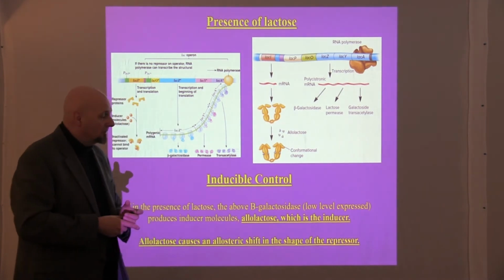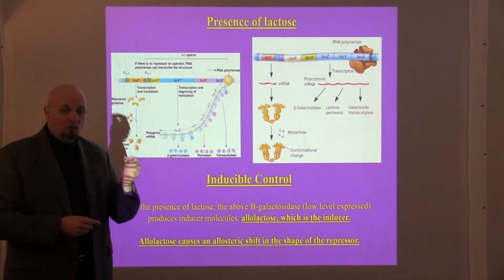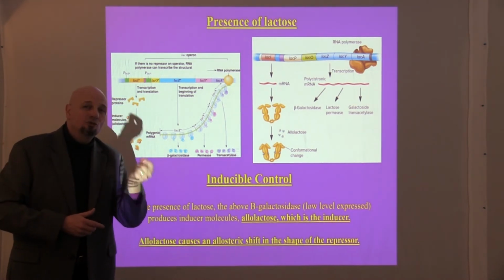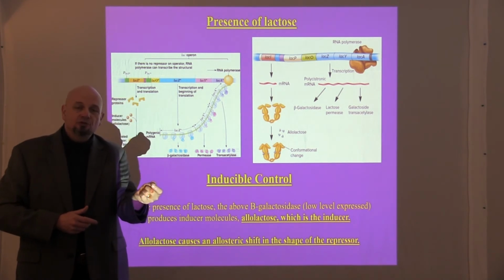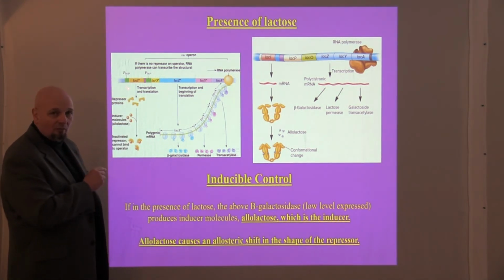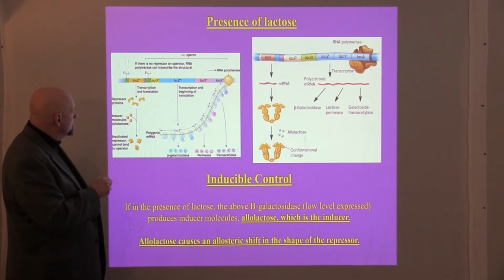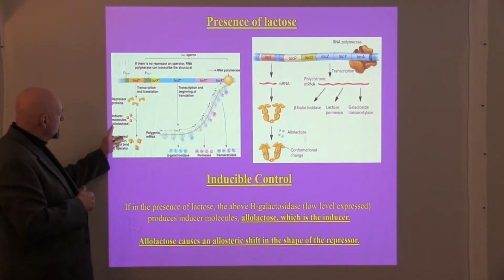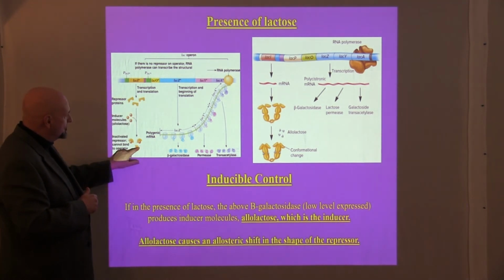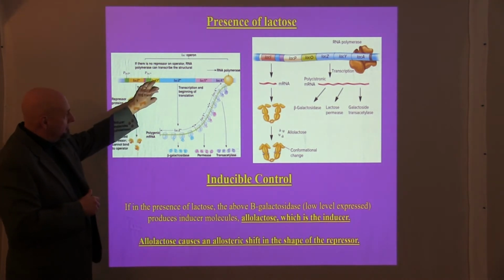So allolactose becomes available, and when it becomes available, it acts as the effector molecule, and in this case, it is an inducer. It induces the gene expression. So here we have LAC-I, which remember builds the repressor proteins. Here we have the inducer molecule, allolactose. It comes in, binds to this, and changes its shape. It can no longer bind to the operator.